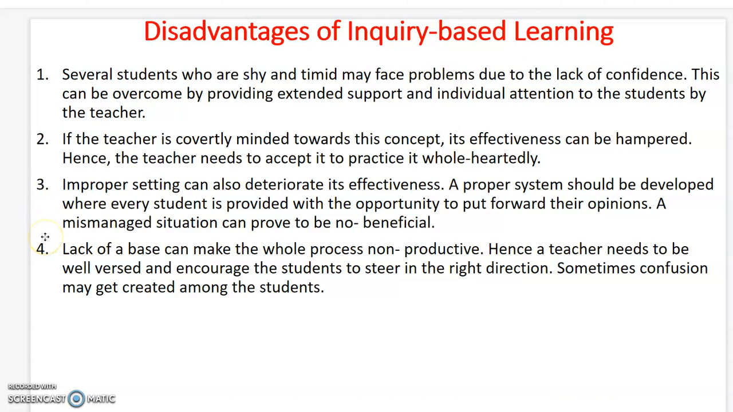And finally, lack of a pace can make the whole process non-productive. Hence, a teacher needs to be well-versed and encourage the students to steer in the right direction. Sometimes confusion may get created among the students.